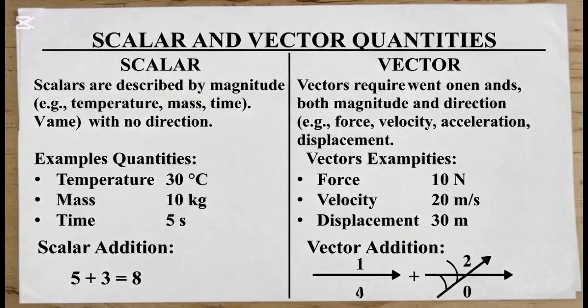Understanding the difference between scalar and vector quantities is crucial. Scalars can be added, subtracted, multiplied, or divided using simple algebraic rules. However, vectors follow different rules because direction must be taken into account. For example, adding two scalar quantities like 5 and 3 simply gives 8. But adding two vectors depends on both their magnitudes and the angle between them.